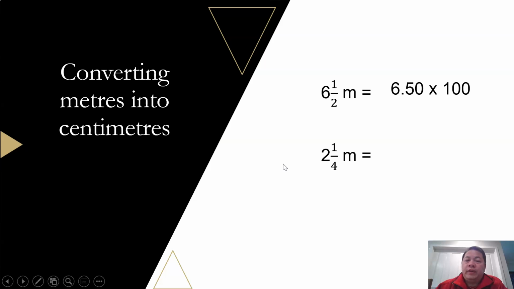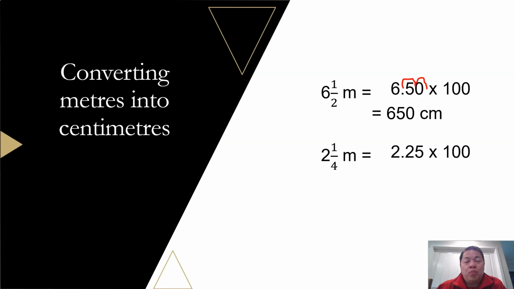Now we need to convert meters into centimeters. It's a bigger unit to a smaller unit. That's why you need to times 100, because the conversion between meters and centimeters is 100, isn't it? So 6.5 times 100, you move the decimal place 2 times. That's how you get 650 cm. 2 1/4 is actually the same as 2.25. When you multiply by 100, again you move the decimal place 2 times to the right.